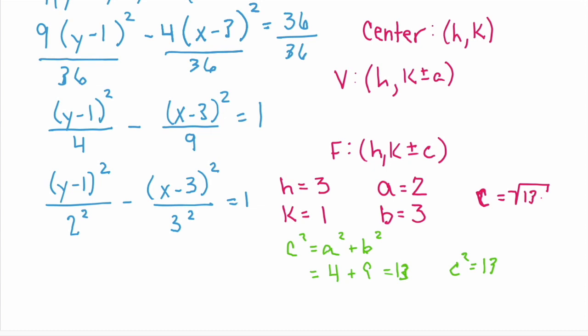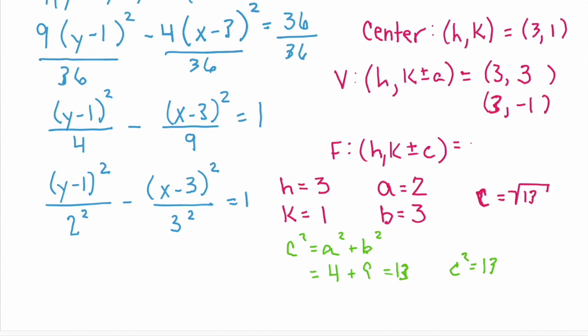Okay, so we know our center. Our center is the point h, k, so that's the point 3, 1. We know the values for h, k, and a, so we can find our vertices. The first coordinate, the x coordinate, is 3 for both of them. Next, we have 1 plus or minus 2. So 1 plus 2 gives us a 3. 1 minus 2 gives us a negative 1. So we have the two values for our vertices.